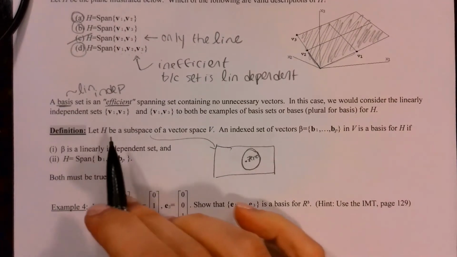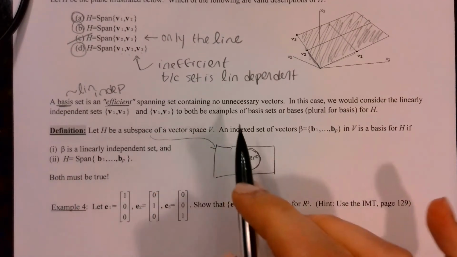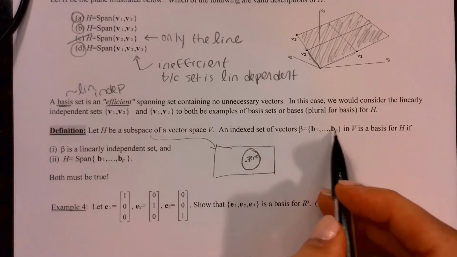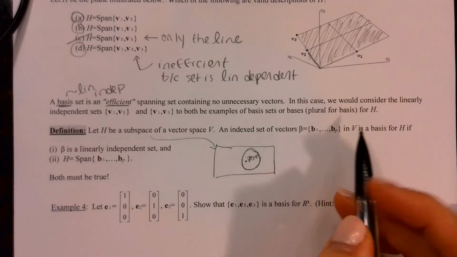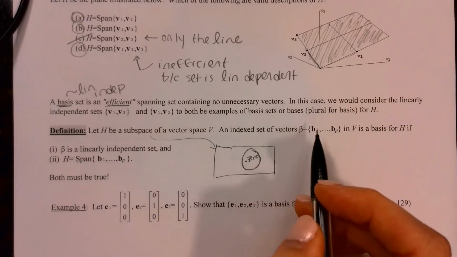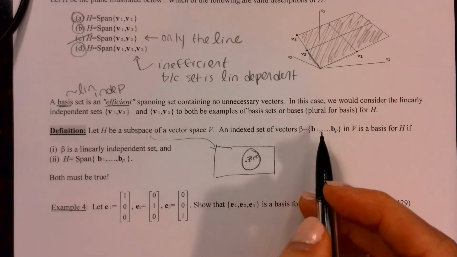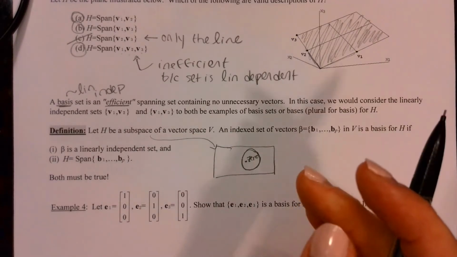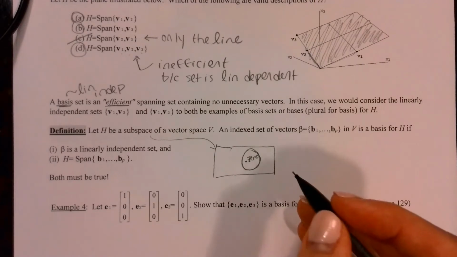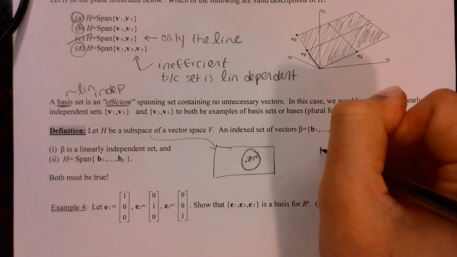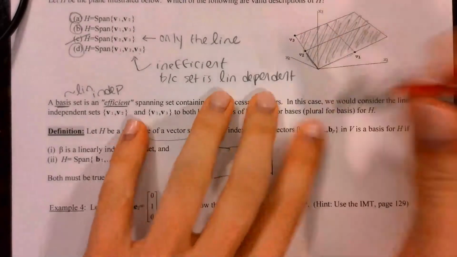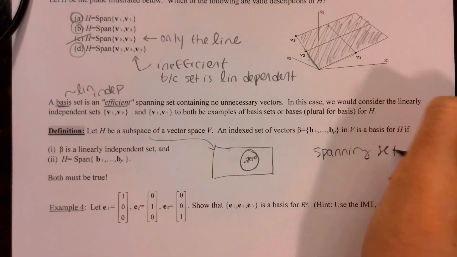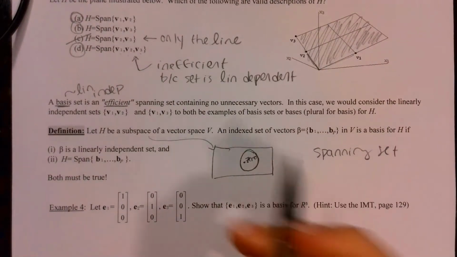Okay, so if this is a subspace, then we can say that an index set of vectors, that just means they are marked differently, will count as a basis for H, meaning I could make anything in H out of this set of vectors. What we called the spanning set for the null space. Okay, so write that down. Spanning set.